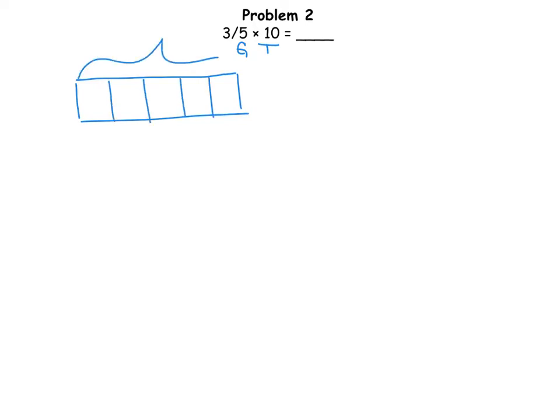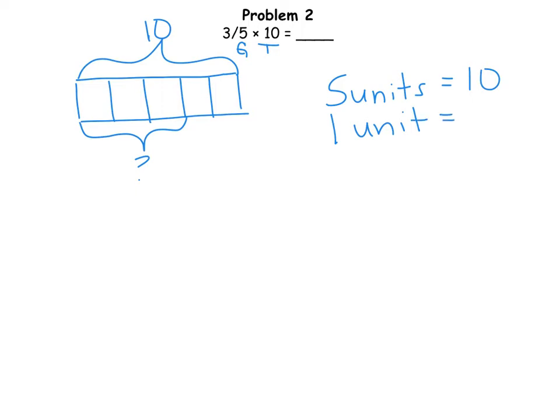Problem number 2, 3/5 times 10. Well, if I draw my tape diagram, I know that this is my total, this is my groups. So 5 groups. My total is 10. So I need to know about 3 of the groups. So I know that 5 units is equal to 10. I know that 1 unit would be equal to 10 divided by 5.